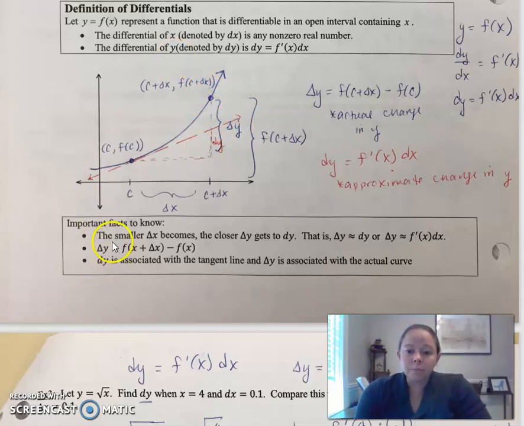So important facts to know. The smaller the change in x becomes, the closer the change in y gets to dy. And I've said that 5 times now, right? Notice they're saying the two become approximately the same, and we can replace that dy with the change in y. Here, they're just reminding you the change in y is the actual change in the y values. dy is associated with the tangent line. Change in y is associated with the actual curve. All right.